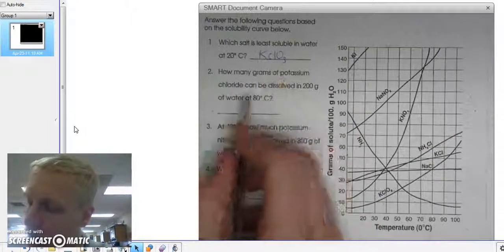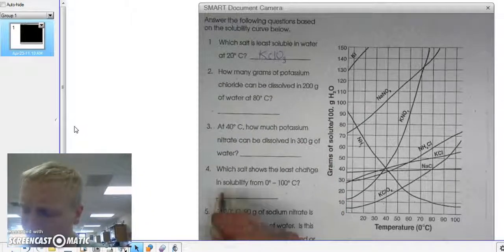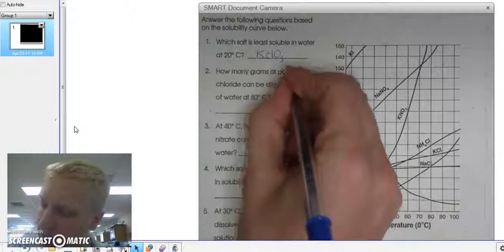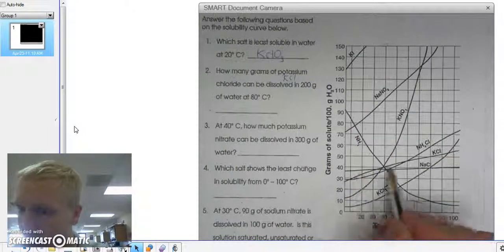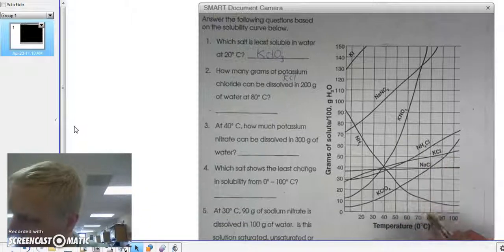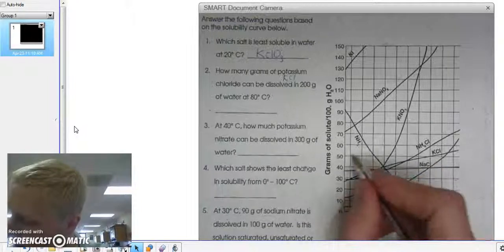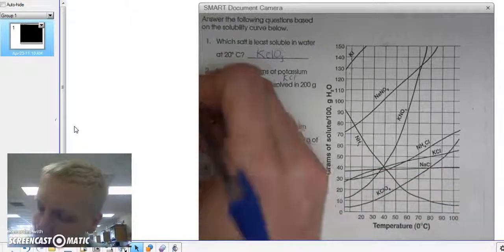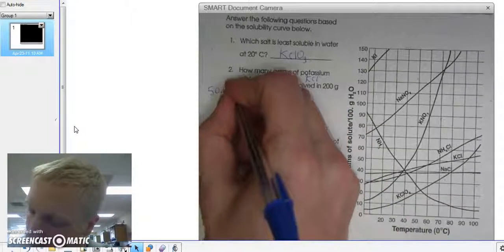How many grams of potassium chloride can be dissolved in 200 grams of water at 80 degrees Celsius? So potassium chloride, remember that's KCl. We're looking for KCl, it's this line right here. And 80 degrees Celsius. Alright, we've got 80 degrees Celsius. It looks like 50 grams of solute. I'm going to write that right over here, 50 grams KCl.